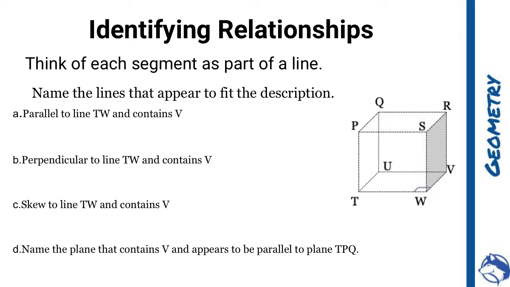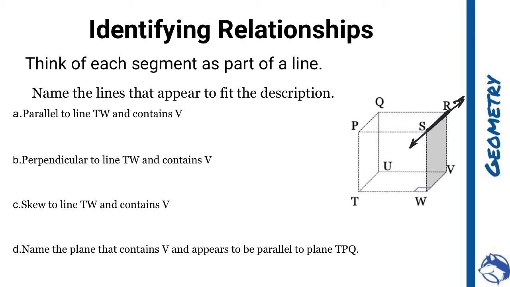Okay, so here is an example of identifying different relationships. Basically, we're going to think of each of these segments, like for example SR here, as a line that goes off into infinity in both directions. That's an important piece for this exercise, and you're going to have one similar to your homework as well.